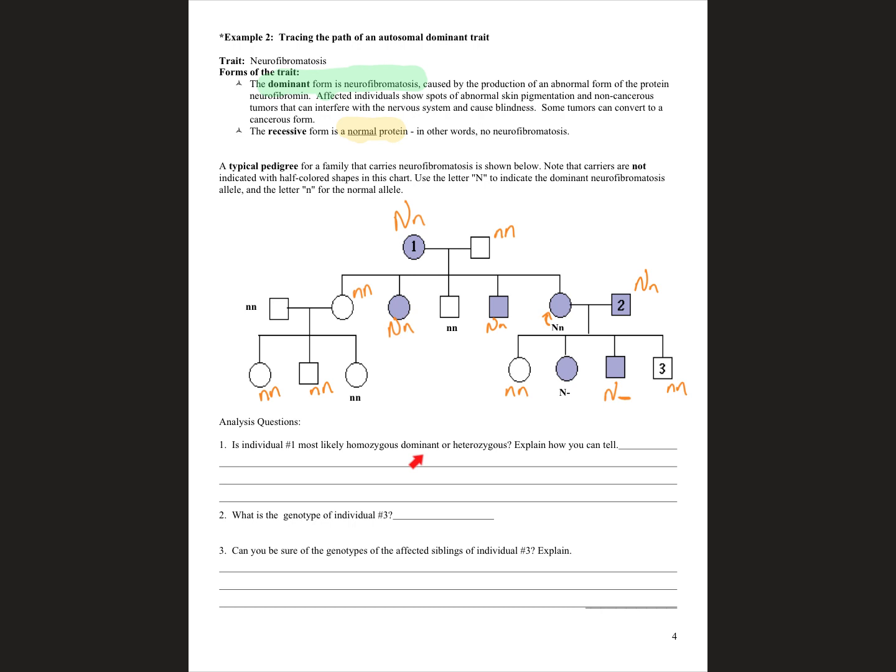Is individual 1 most likely homozygous dominant or heterozygous? We just answered that: heterozygous. And why? Because it had children that were homozygous recessive, and that means it gave a little n, so it had to have a little n to give, so it has to be heterozygous. What is the genotype of 3? Individual 3 is little n, little n. It's recessive because the normal protein is recessive. Can you be sure of the genotypes of the unaffected siblings of number 3? Yes, for sure, because the only way to get normal, non-disease, is to be homozygous recessive.